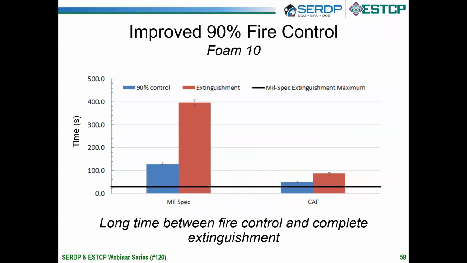One interesting thing is that you achieve 90% control very quickly. Blue bar here, 90% control. It takes a lot longer to reach 100% fire extinguishment. Well, there's not a mil-spec for 90% fire control, but this does give us an idea as to which product might be okay to study using CAF, because otherwise somebody looks at the full extinguishment time, and if that is over 300 seconds or something, they may not want to continue with that. So this is useful in our research.